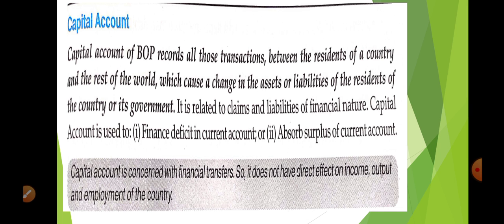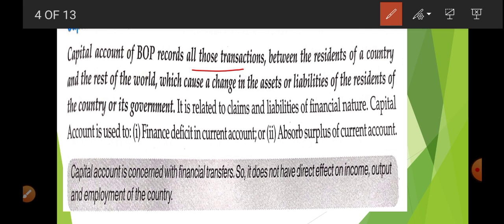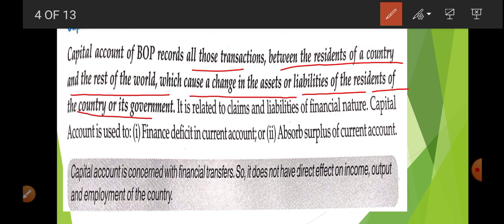So, first of all, what do you mean by capital account? The capital account of the balance of payments records all those transactions between residents of a country and the rest of the world which cause a change in the assets or liabilities of the residents of a country or its government. So remember, capital is related to those transactions which are going to make a change in assets or liabilities.